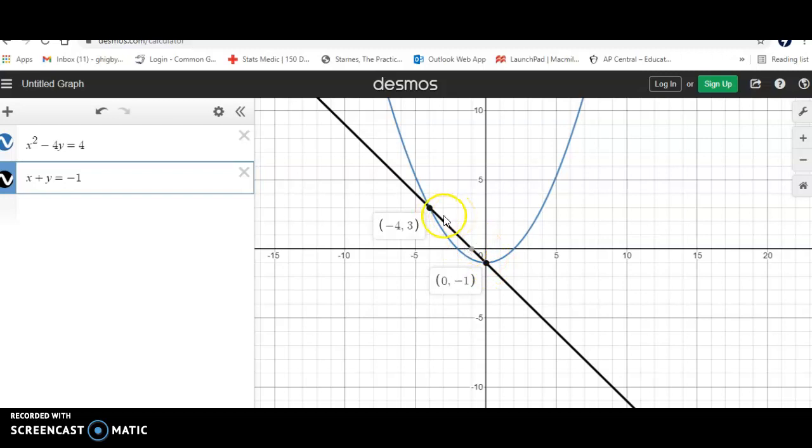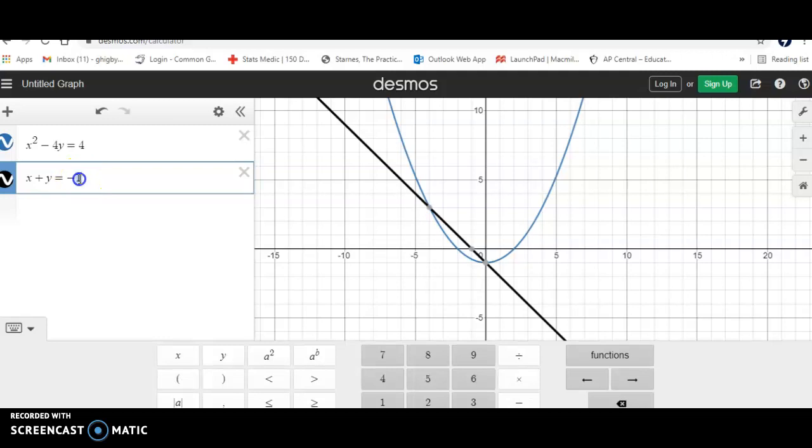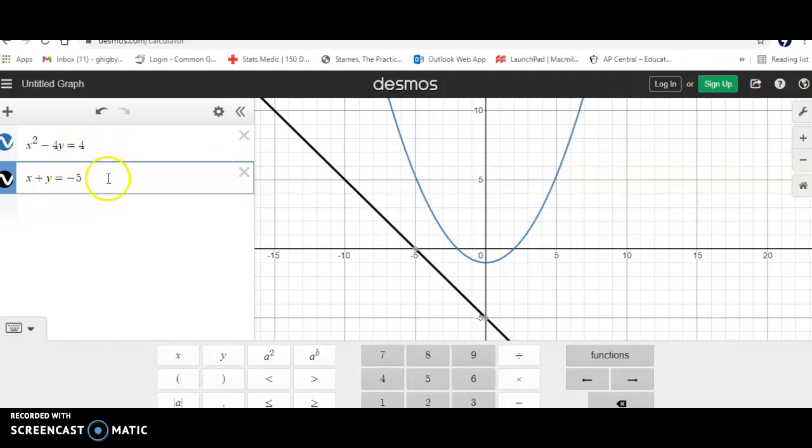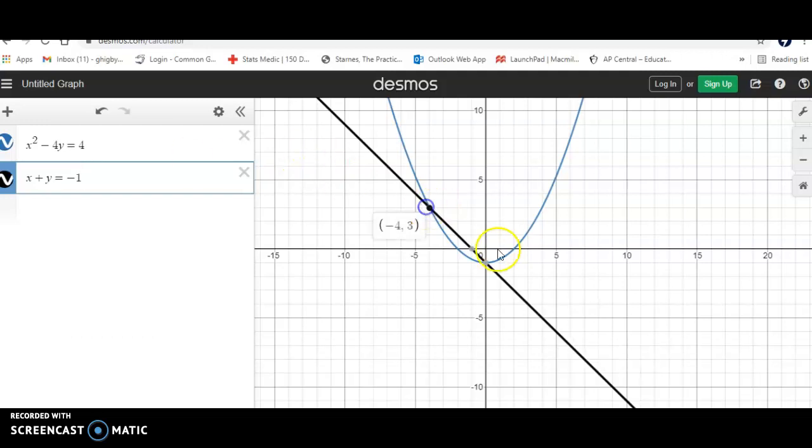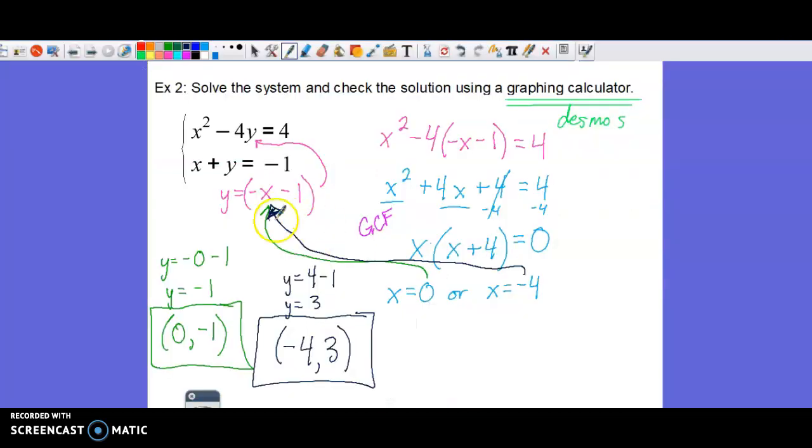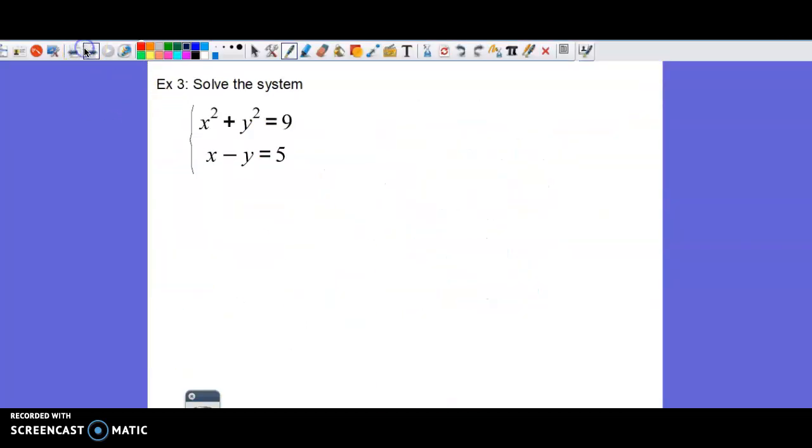So those are both correct answers. Just a warning to you that you could come across a system where you have no solution. For instance, if I made that like negative 5, they never cross each other. So there are times that you have 2 answers, 1 answer, 0 answers. This is the situation where we had 2 answers. And be ready for extraneous solutions as well. I guess I should warn you about that.